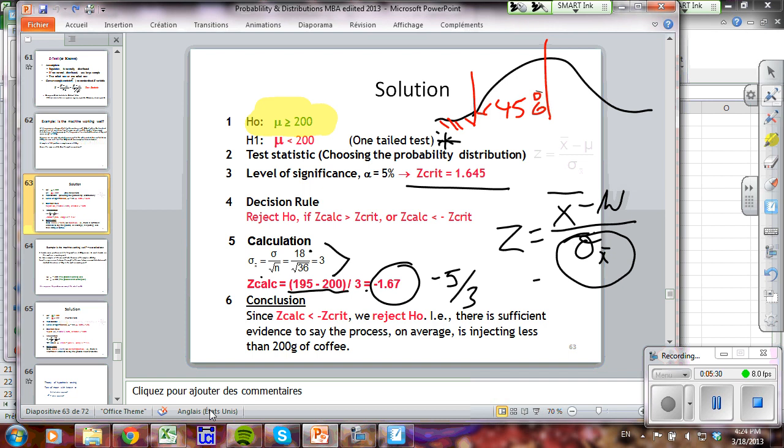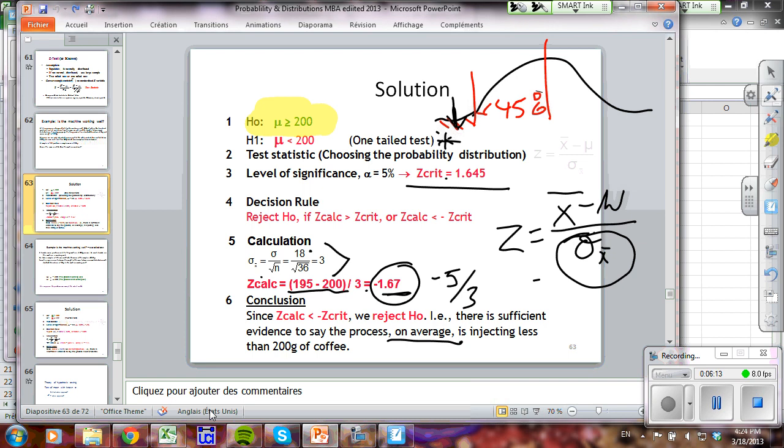Now, since our z calculated, which is this, is less than our negative z-critical, or making it just negative 1.645, we can reject the null hypothesis. We are in this area over here. So there is sufficient evidence to say that the process, on average, is injecting less than 200 grams of coffee. So that's just simply how we do one of these.